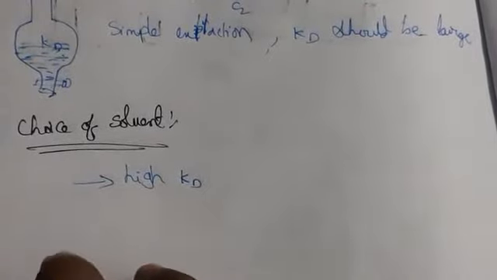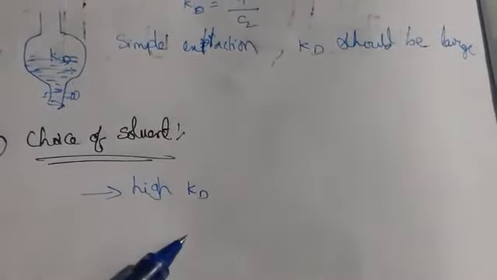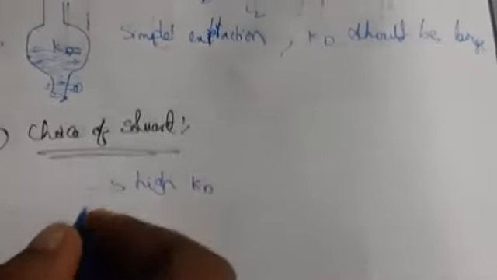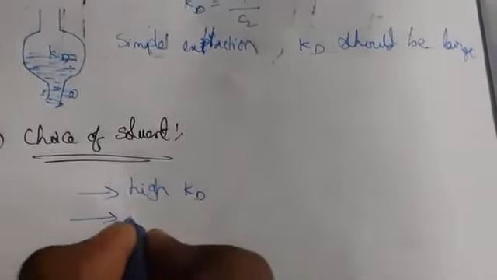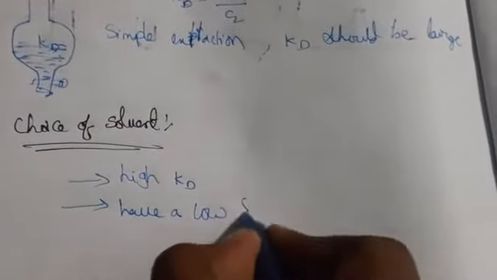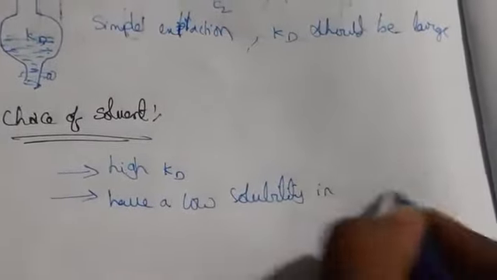So when you take this solvent, these are the characteristics it should have. What is the first one? A high value of distribution ratio for the solute. And coming to the second one, it should have low solubility in the aqueous phase.